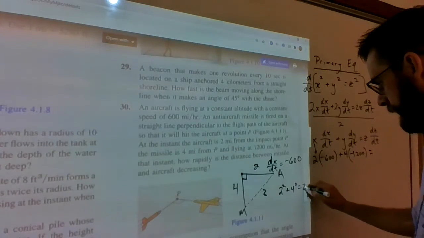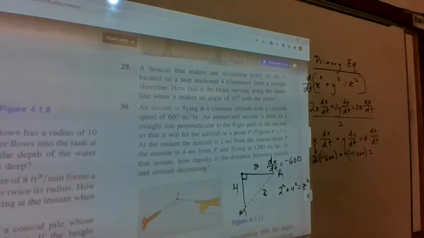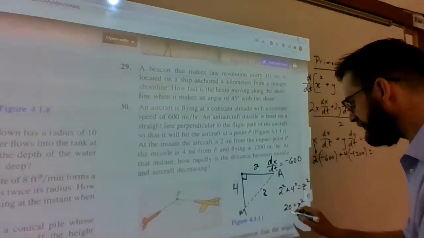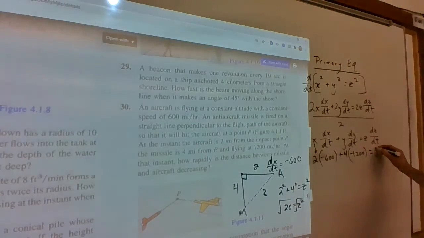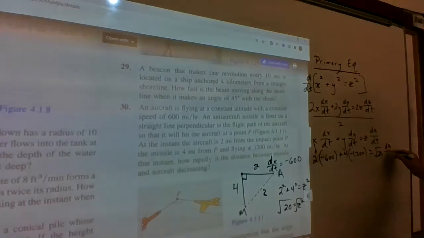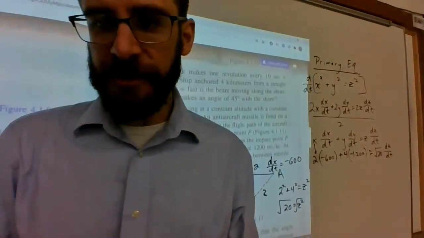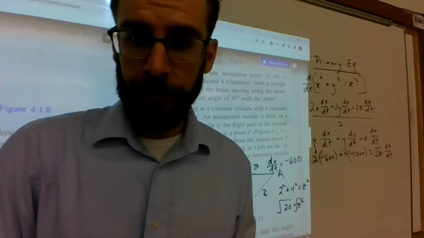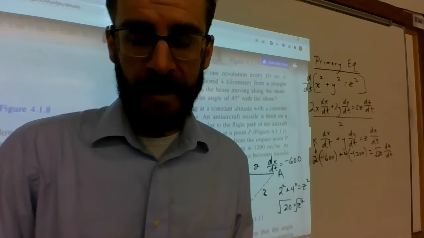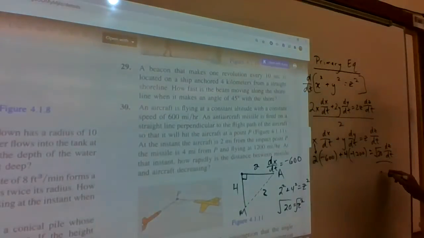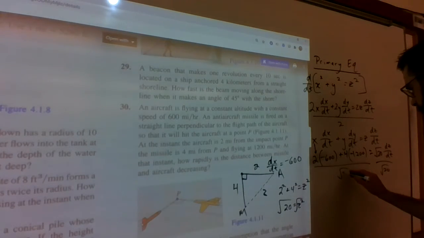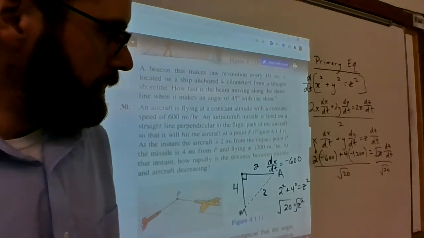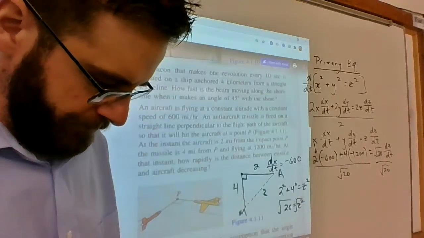And then z, so this is 2, this is 4. We don't know what dz dt is, but we can certainly figure out what z is because 2 squared plus 4 squared is equal to z squared. So this is going to be 4 plus 16, which is 20, equals z squared. We've got z. It's root 20. And then dz dt is the last part. We're looking for dz dt. So all we got to do is divide everything by root 20, and we've got our dz dt.